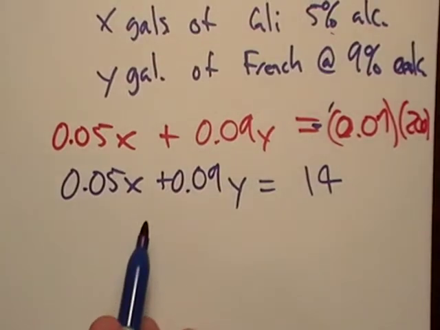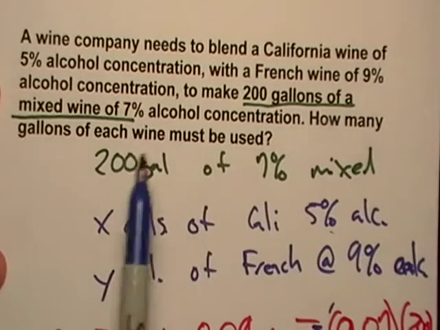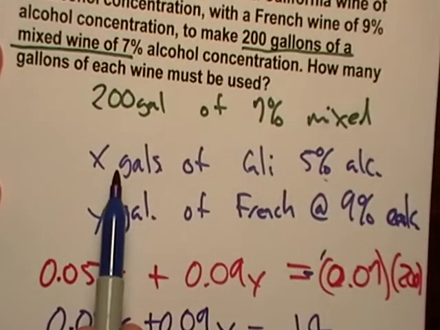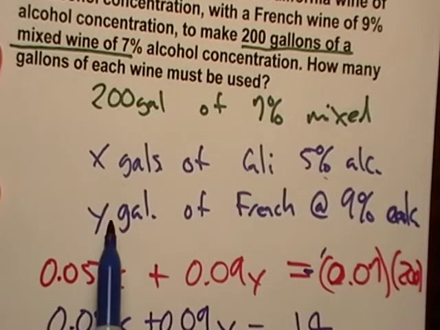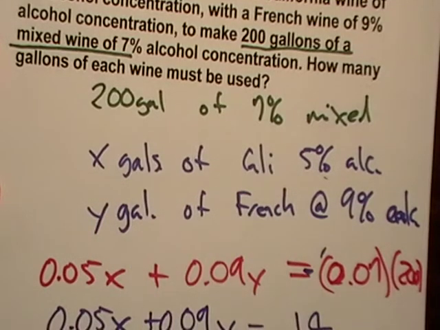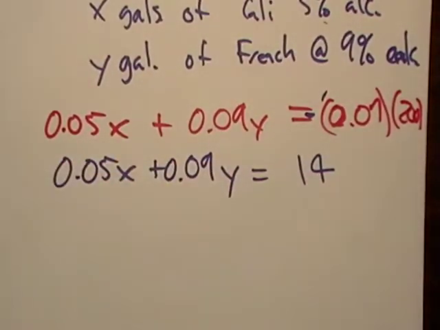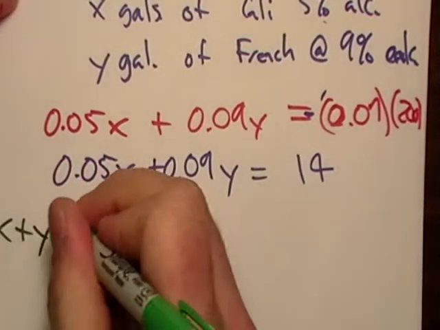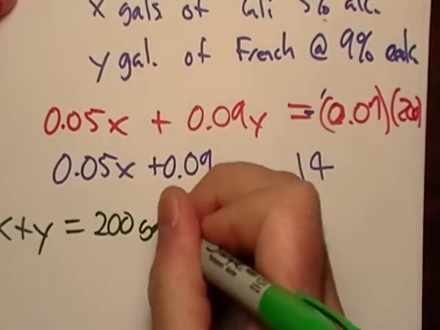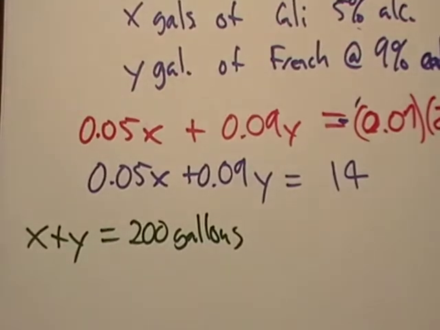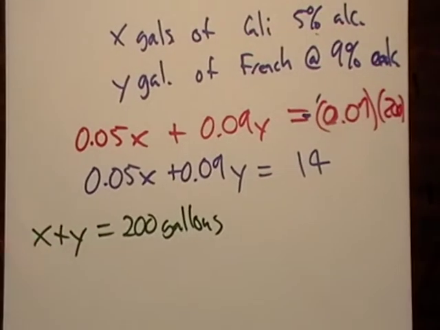Okay. Well, let's see here. What was my total amount? My total amount was 200 gallons. So whatever amount of Cali wine I put in there, and whatever amount of French wine I end up putting in here, they better add up to 200 gallons, shouldn't they? So on a little side note over here, we know that X plus Y is going to equal 200 gallons, isn't it? Okay, so we got that.